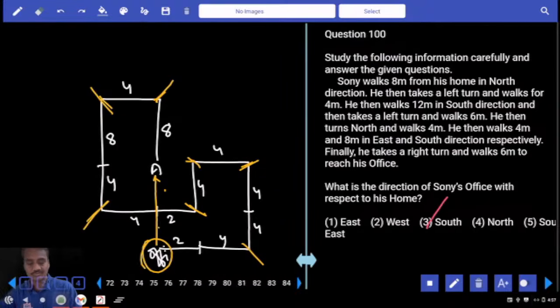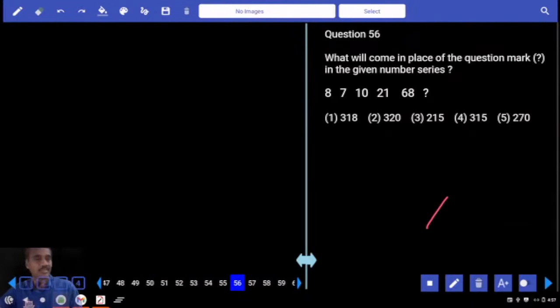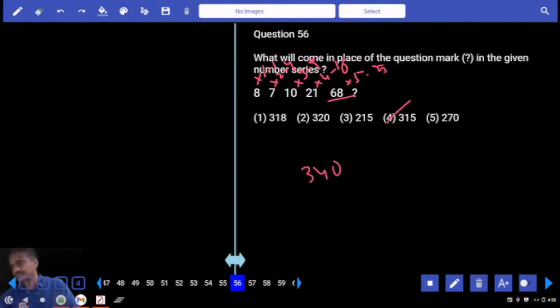Then coming to question numbers 56 onwards. Now in this 56, what is there in this one? 56. Number series. 8 and 7, into 1 minus 1. Now into 2 minus 4. Into 3 minus 9. Into 4 minus 16. Into 5 minus 25. 68 into 5, 340 minus 25, 315, choice 4.